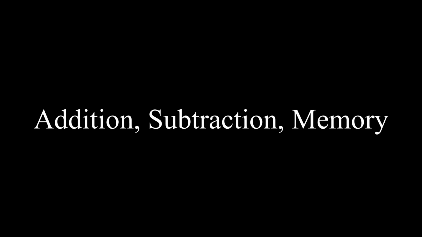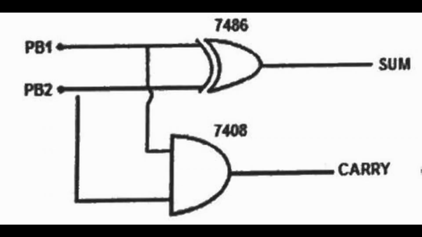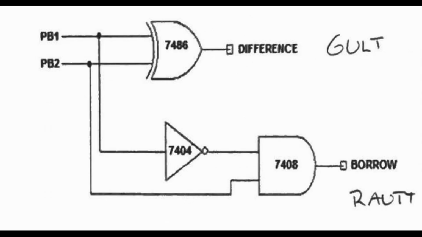Now we move on to part 2, called addition, subtraction, and memory. ICs can be used to perform binary math by building specific circuits that contain different logic gates. These circuits are called adders or subtractors, depending on the action they perform on the input values. In this example, a half adder and a half subtractor were built. These are the most simple explanation of addition and subtraction with logic gates.